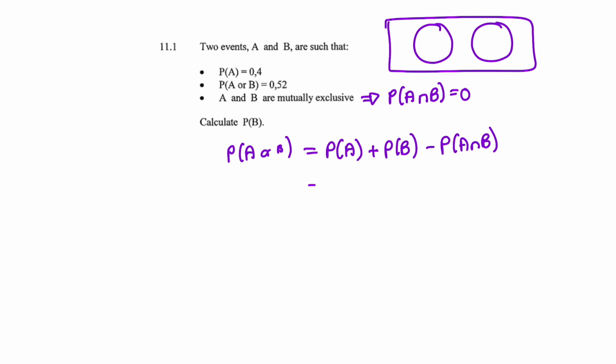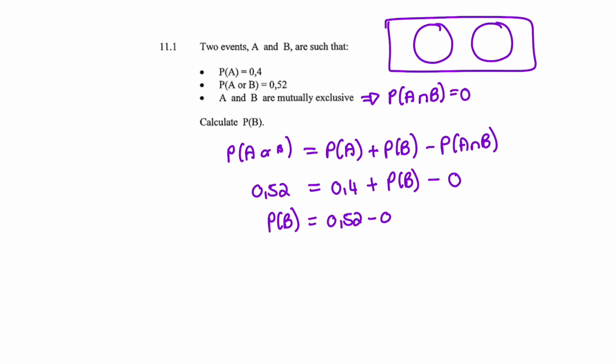Now the probability of A or B is 0.52. The probability of A is 0.4. We don't know the probability of B, and A and B together is 0. So therefore, the probability of B would be 0.52 minus 0.4, which is 0.12.